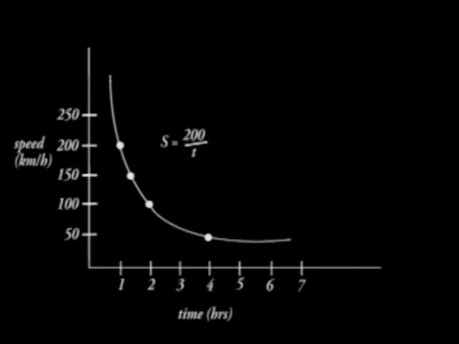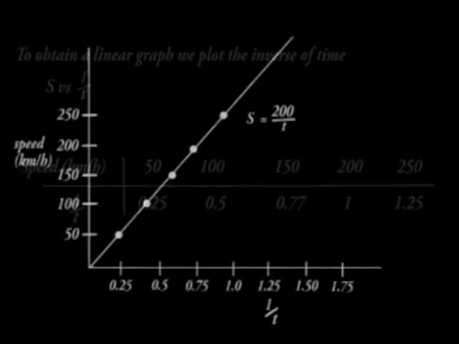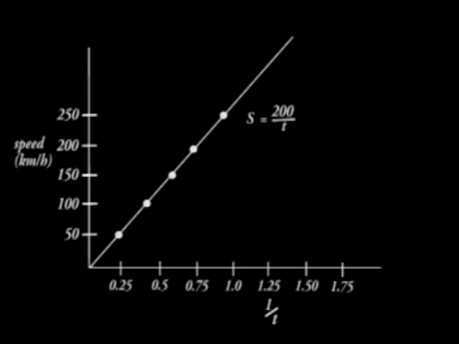To obtain a linear graph, we plot the inverse of time instead. That is, the graph of s versus 1 over t instead of s versus t. We shall have 1 over 4 equal to 0.25, 1 over 2 equal to 0.5, and so forth. When we plot these values, we obtain a linear graph as shown below.